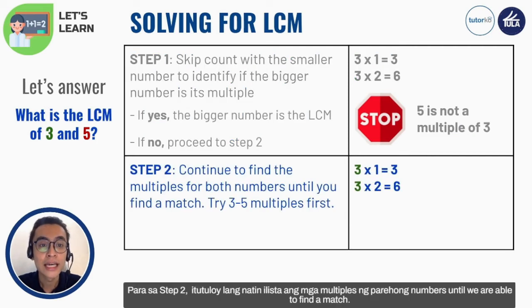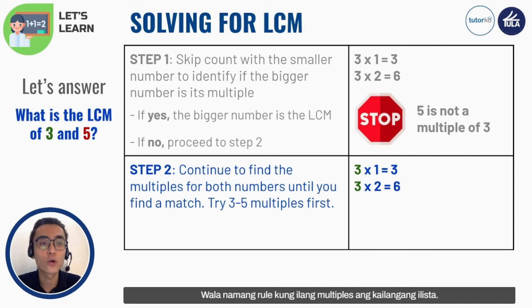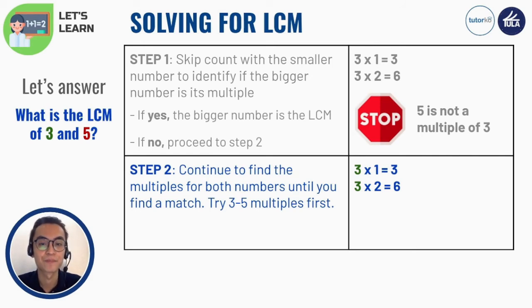Para sa step 2, itutuloy lang nating ilista ang mga multiples ng parehong numbers until we are able to find a match. Wala namang rule kung ilang multiples ang kailangang ilista. Pero para safe, we can list around 3 to 5 multiples for each number. So, ituloy lang natin yung nasimulan na natin sa number 3 kanina. Ito ang mga multiples na nakita ko so far.